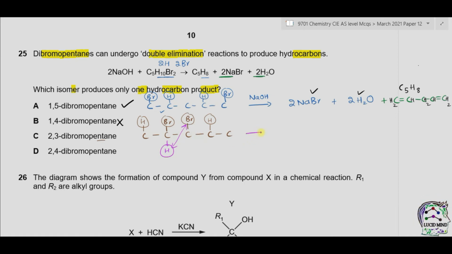The possible products will be like this. We have a double bond between the first two carbon atoms, and then if this hydrogen is removed along with this Br, then a double bond is present between these two. And if this hydrogen is removed along with this Br, then we have this structure as product. Rest are the hydrogen atoms.